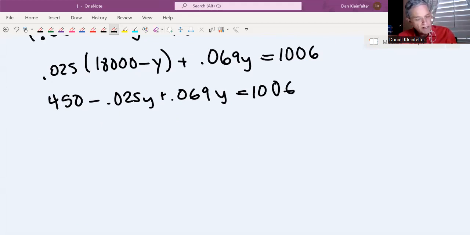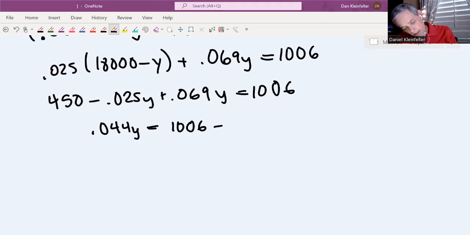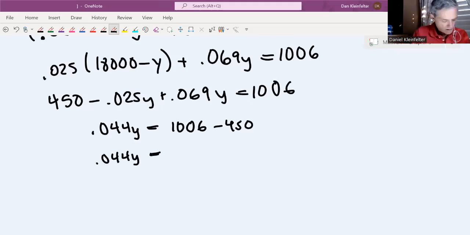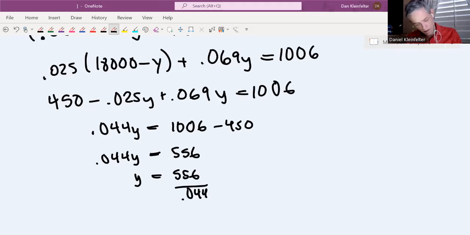All right, so now we can combine like terms. So 0.069 minus 0.025 is 0.044. And that's 1006 minus the 450. That's like 556. And that's 12,636.36.